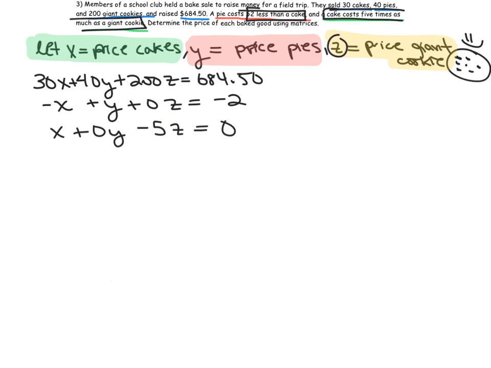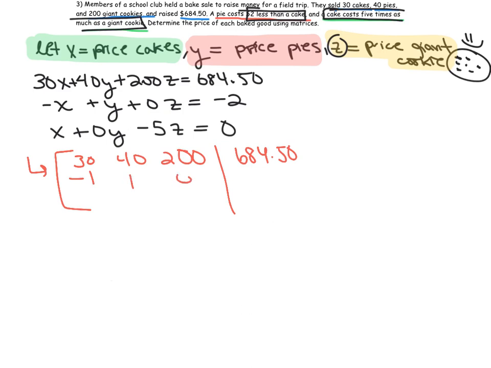All right, so now that we have our system of equations, our 3 by 4, we're going to create our augmented matrix. So we will have 30, 40, 200 with 684.50 as the constant. We have negative 1, 1, 0, negative 2, and 1, 0, negative 5, 0. So there is my augmented matrix. Remember, guys, what your goal is. So let's write that out.